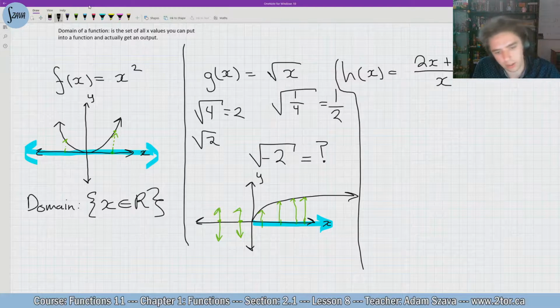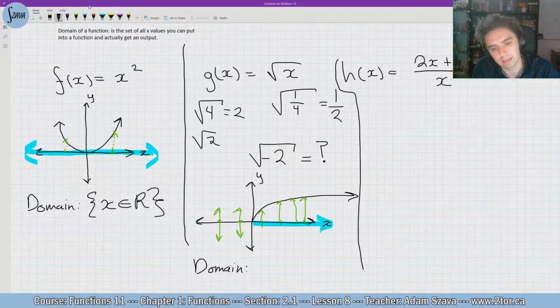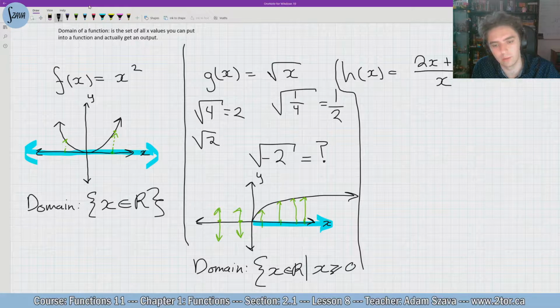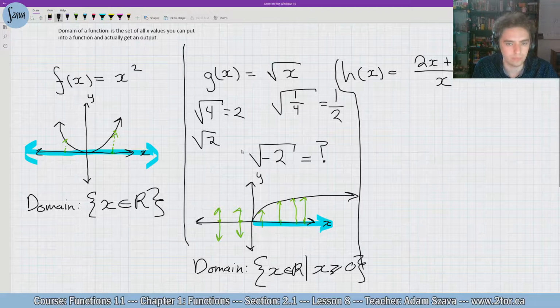So to write that out, our domain is all real numbers, but there's a condition such that x has to be greater than or equal to 0, right? It has to be positive. We have to be bigger than or equal to 0. Okay, so there's our g of x.